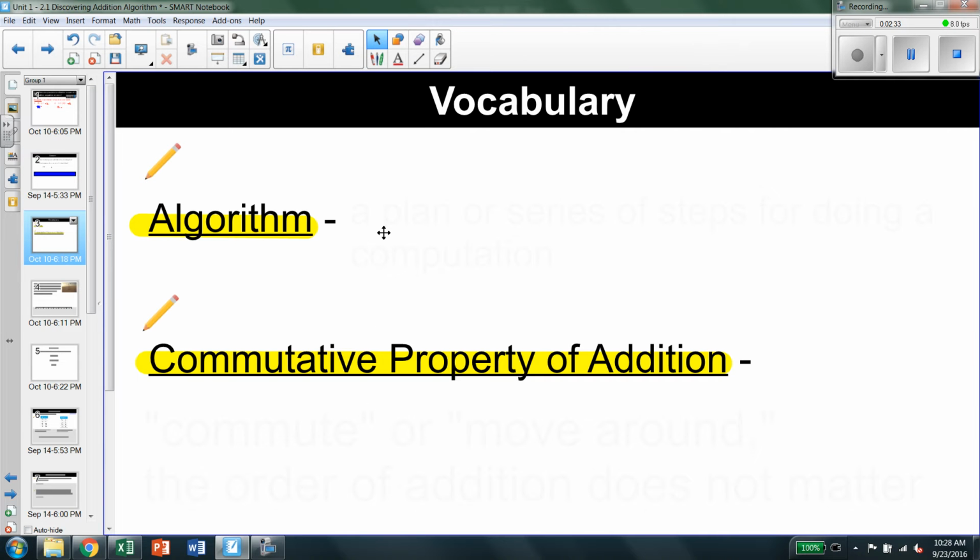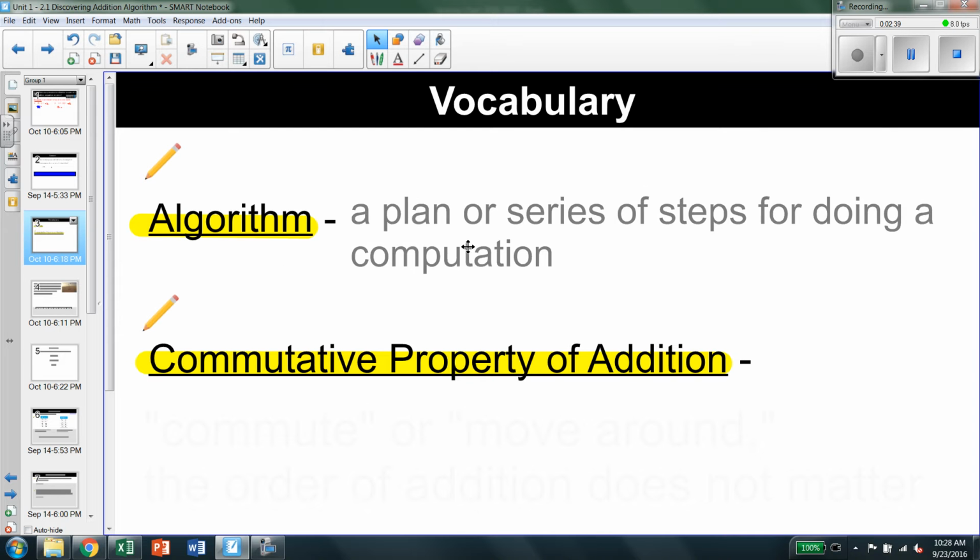We're going to be using a word this year that sounds like a really fancy word, but algorithm is just a process of doing something, or a plan, or a series of steps for doing a computation. And computation is a fancy word for calculation or just doing the math for something.